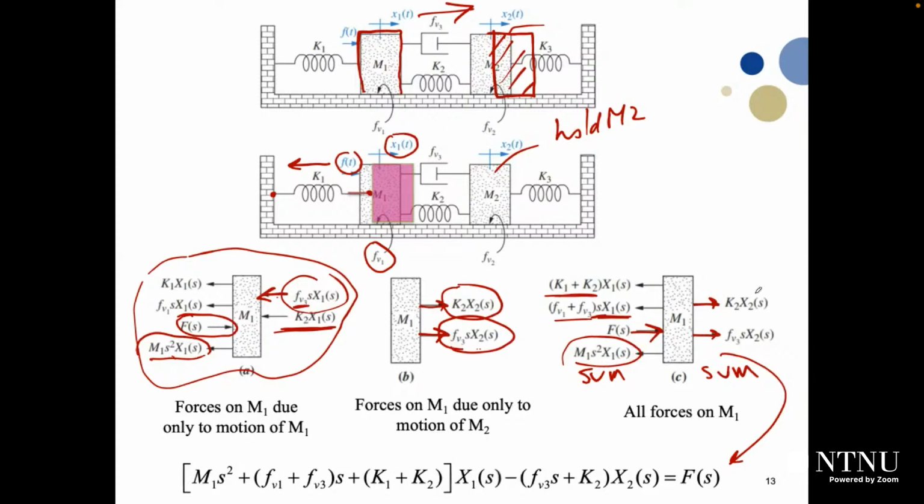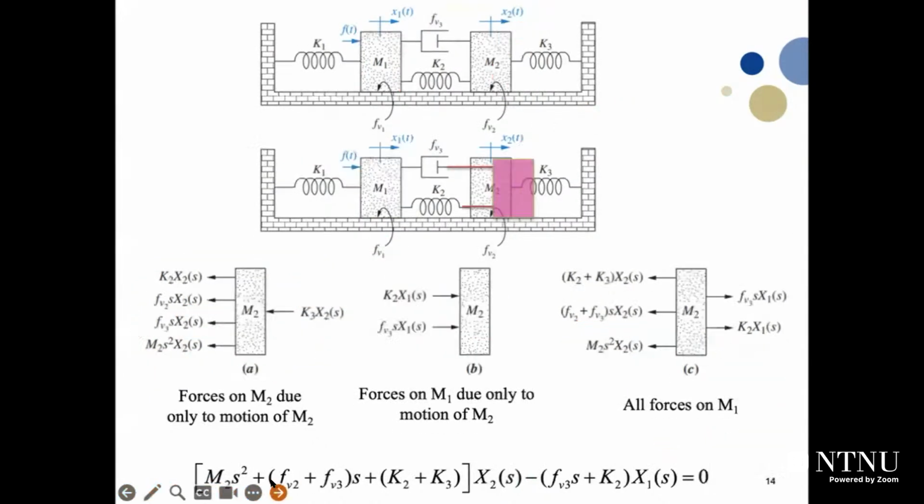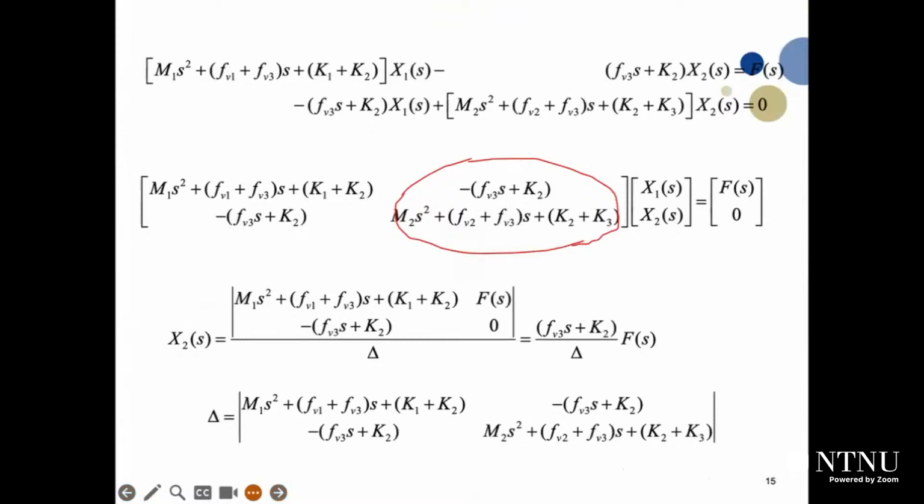What about X2? X2 will be negative, because it acts on the right, but we move it to the other side. So it will be negative FV3 S plus K2 multiplied by X2 of S, equal to F of S. F of S is the input, so the input is on one side and the other forces are on the other side. Now we have this equation.